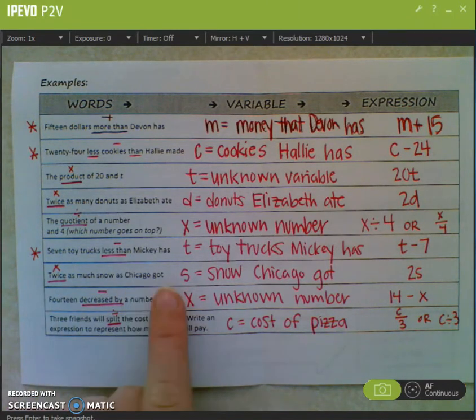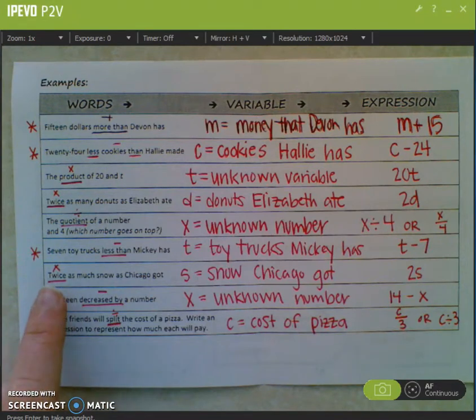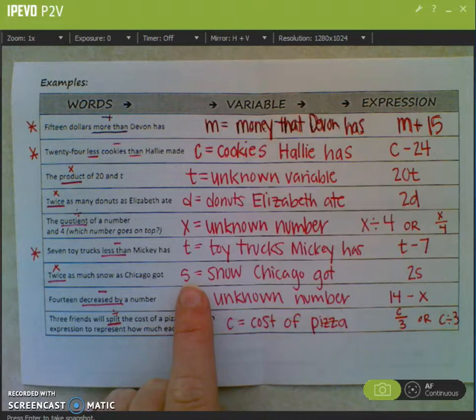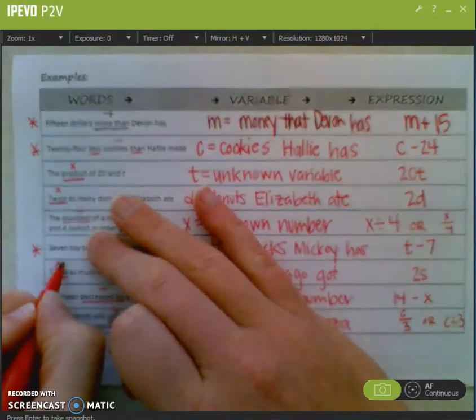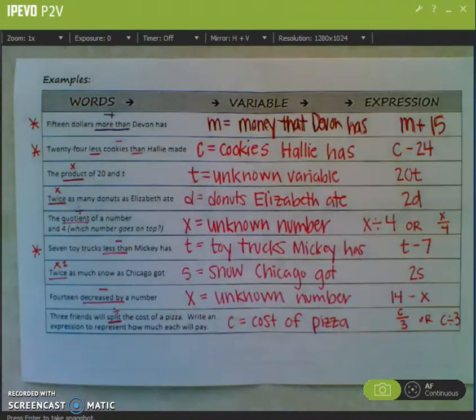Twice as much snow as Chicago got. Twice I underlined as a multiply by word. So S represents my unknown, which we don't know how much snow Chicago got. So S equals snow Chicago got. Twice always really means times 2. So, I mean, you can even put like times 2 here. So I put 2S to represent twice the amount of snow that Chicago got. When a number and a variable are next to each other, it means they're being multiplied.